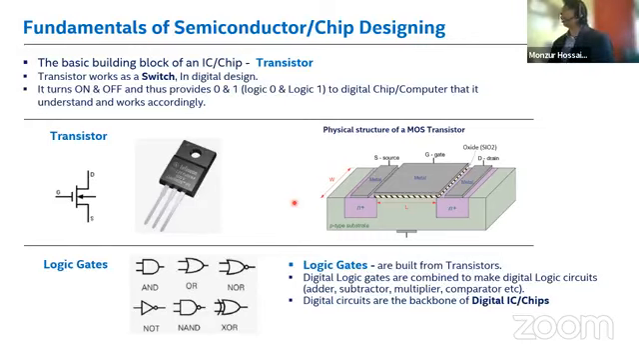Now there is another part, just keep it as a note: logic gates. Logic gates are built by these transistors. They perform logical functions, meaning digital logic gates are combined to make digital logic circuits. Logic circuits are circuits that perform functions such as adder, subtractor, multiplier, and comparator, and digital circuits are the backbone of digital ICs. So basically, remember the transistor, very important, and logic gates, another important thing for the digital design domain. Keep these 2 terms in mind, transistor and logic gate.